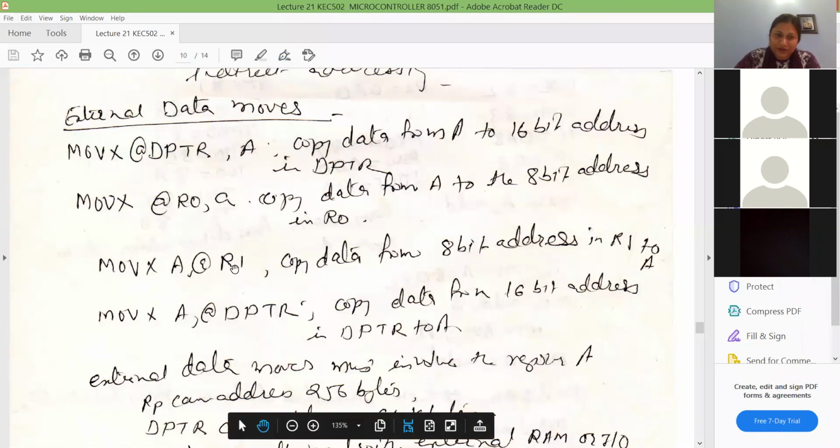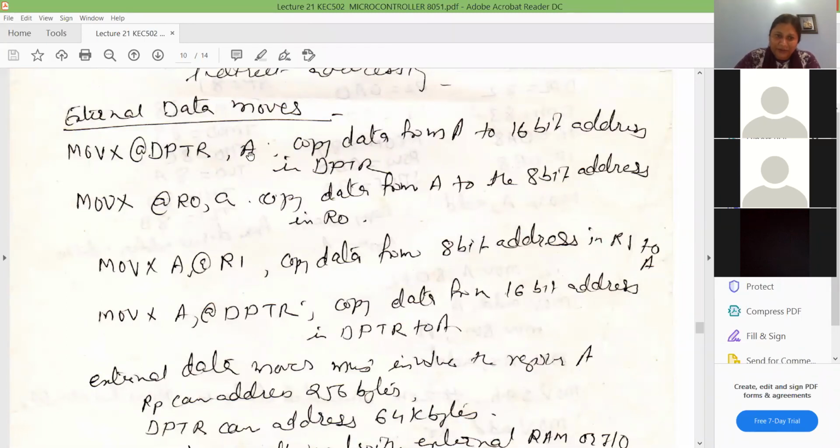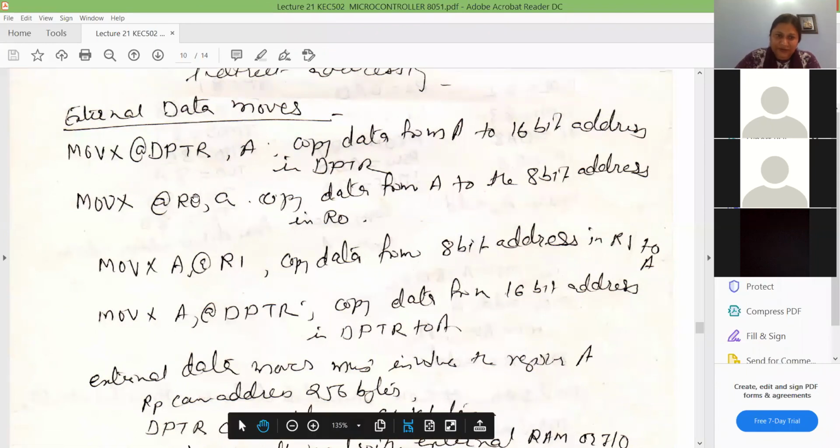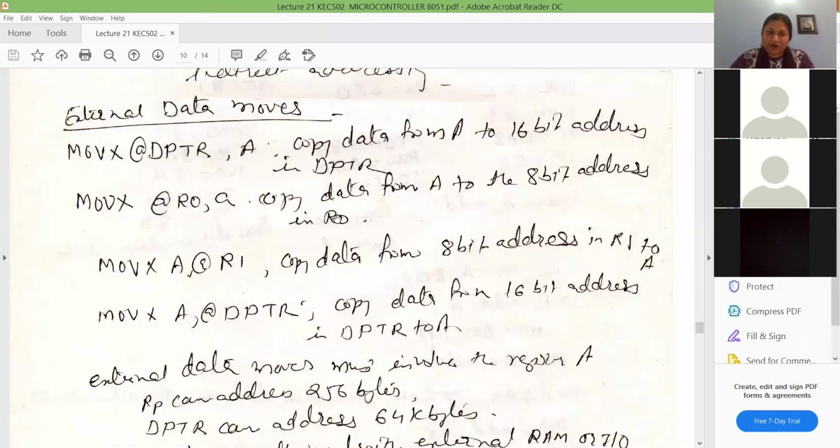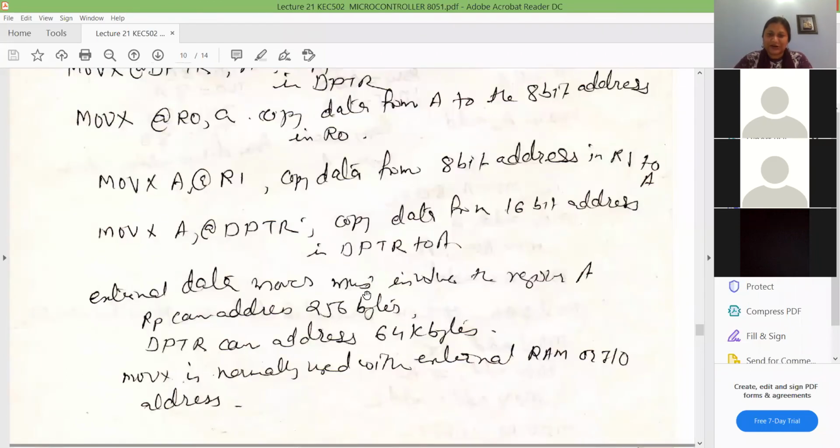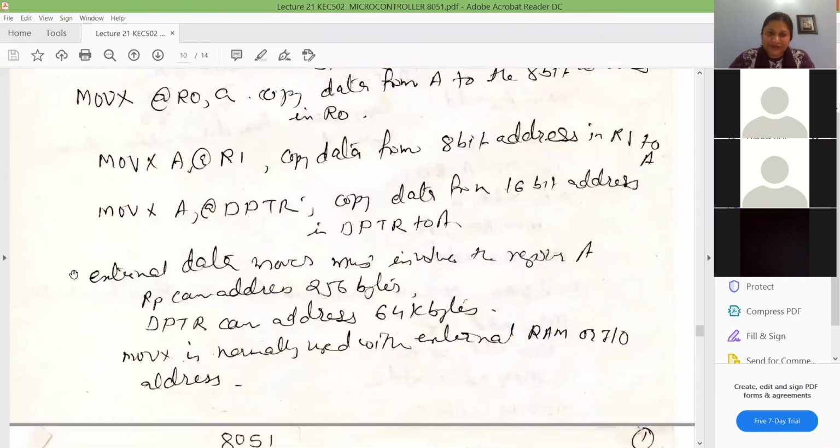You can use only R0 and R1 here. You can use only DPTR, A accumulator, R0, accumulator, and here it should be capital A. This is possible, vice versa is also possible. So only these 4 combinations are possible with external moves. No other combination is possible. You cannot move with R2, R3, R4, etc. for external data.